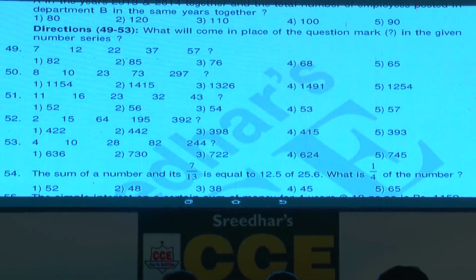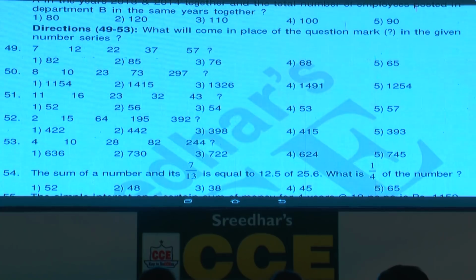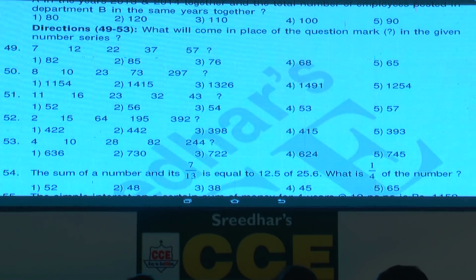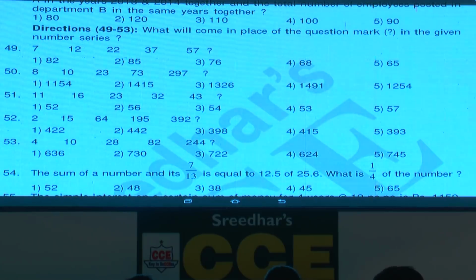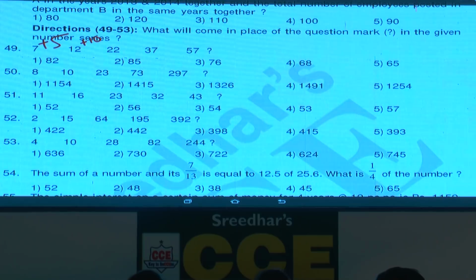Now 49 onwards. Question number 49, number series. 7 and 12, what is the difference between these two? Plus 5. Next, 12 and 22, plus 10, and 22 to 37, plus 15. The differences are 5, 10, 15, 20, next one 25. 57 plus 25 is 82. 82, choice 1.